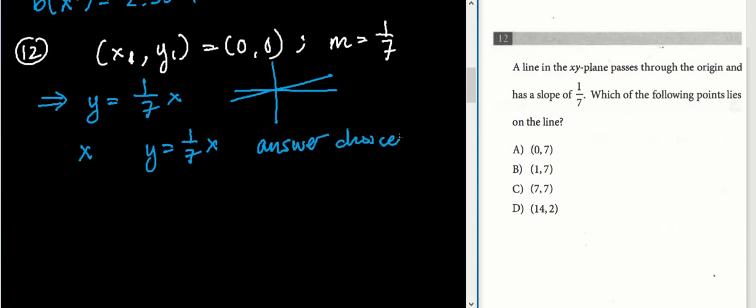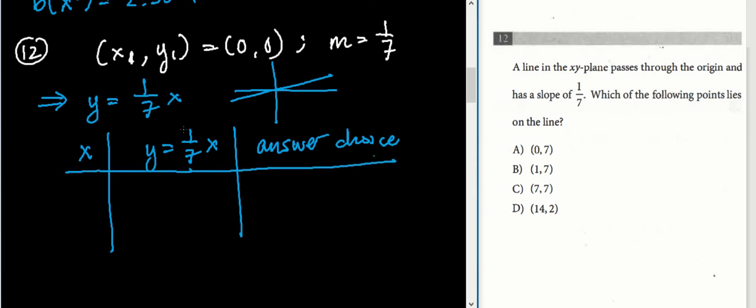And what we want to do is find where our expected value of y in this table matches our answer choice. So when x is 0, our expected value of y should be 0, and that makes sense, right? The origin lies on this line, and in fact our answer choice here is 7. So A is not going to be the right answer, right?